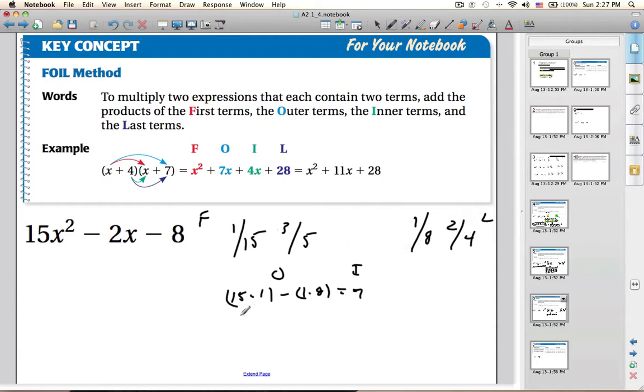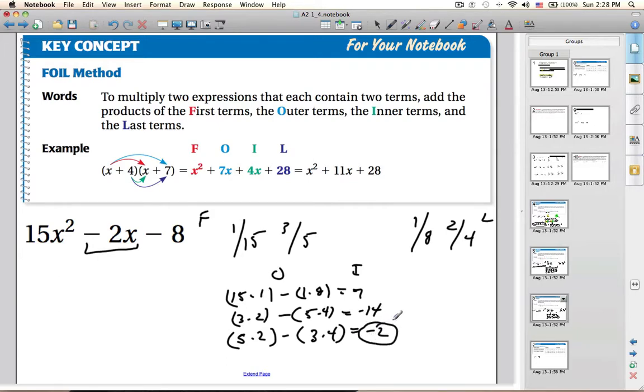I could have 3 times 2, which is 6, minus 5 times 4. So 6 minus 20, that's going to be negative 14. That's not going to help me. I could have 5 times 2 minus 3 times 4. So it's 10 minus 12 is negative 2. Oh, that is what I wanted. I wanted to get minus 2. I wanted a difference of 2. That's going to work. So these could be my outsides, and these can be my insides.